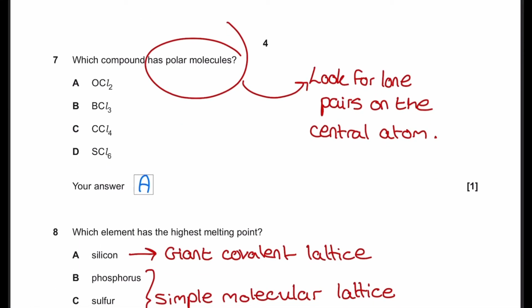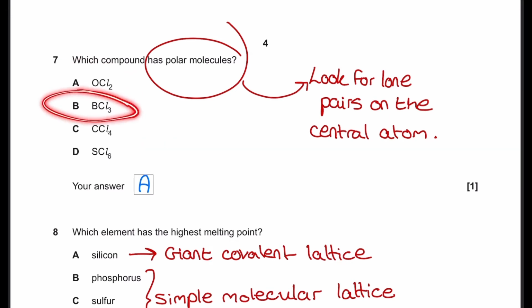Question 7. Which compound has polar molecules? Here's a tip for you. Look for lone pairs. If you look for lone pairs on the central atom, this is a really good indicator of whether you're going to have a polar molecule or not. Going down the list, you can see that the common feature is we've got lots of chlorines involved all the way through here, so these are all chloride structures. And if we look at the first option up here, OCl2, this is very, very similar to a molecule of H2O, which we know is an example of a polar molecule. As a result, I'm able to determine that A is my correct answer here because that's a polar structure.